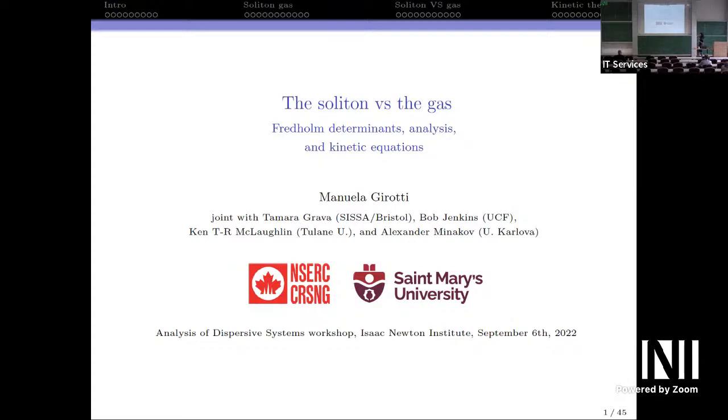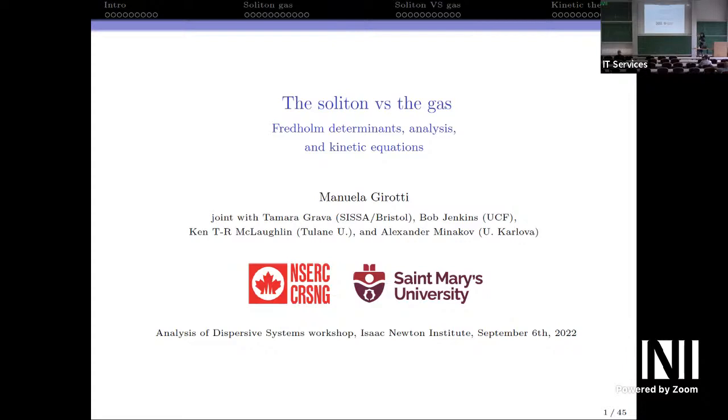Comprehensive description of KdV. So we're actually going to focus on mKdV, and one of the reasons was precisely that we have a matrix Riemann-Hilbert problem, so it's easier to study. But part of the analysis that we did here was also carried out in a previous paper on KdV. And despite the technical difficulties, it could be extended to the case of the soliton and the gas for KdV as well, but we didn't do that. So we're going to focus mostly on mKdV in this talk.